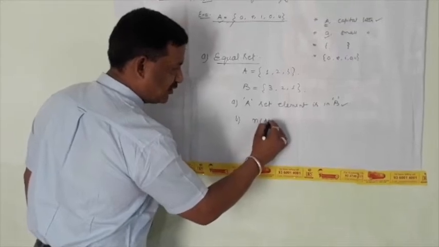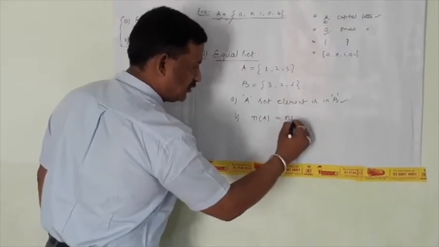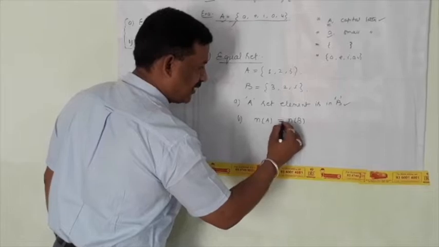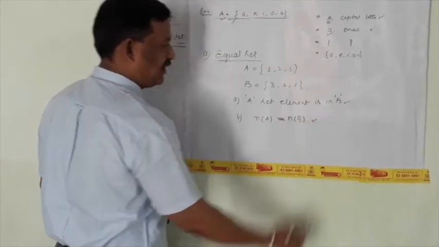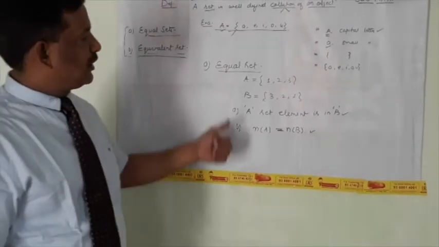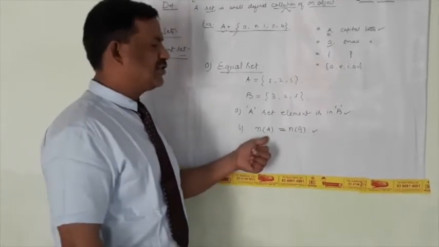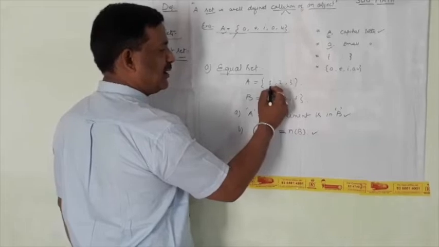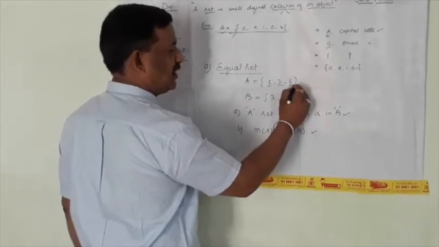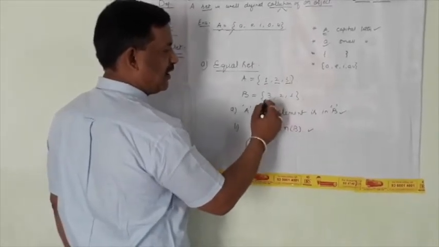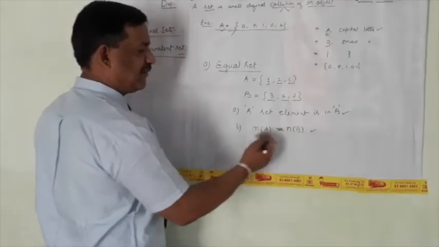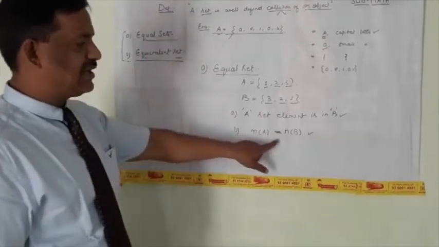The number of elements of set A is equal to the number of elements of B. This is the second condition for equal sets. The number of elements in A and the number of elements in B should be the same. Here, how many elements are there? 1, 2, 3. And in set B, 1, 2, 3. So the number of elements in both sets is equal.